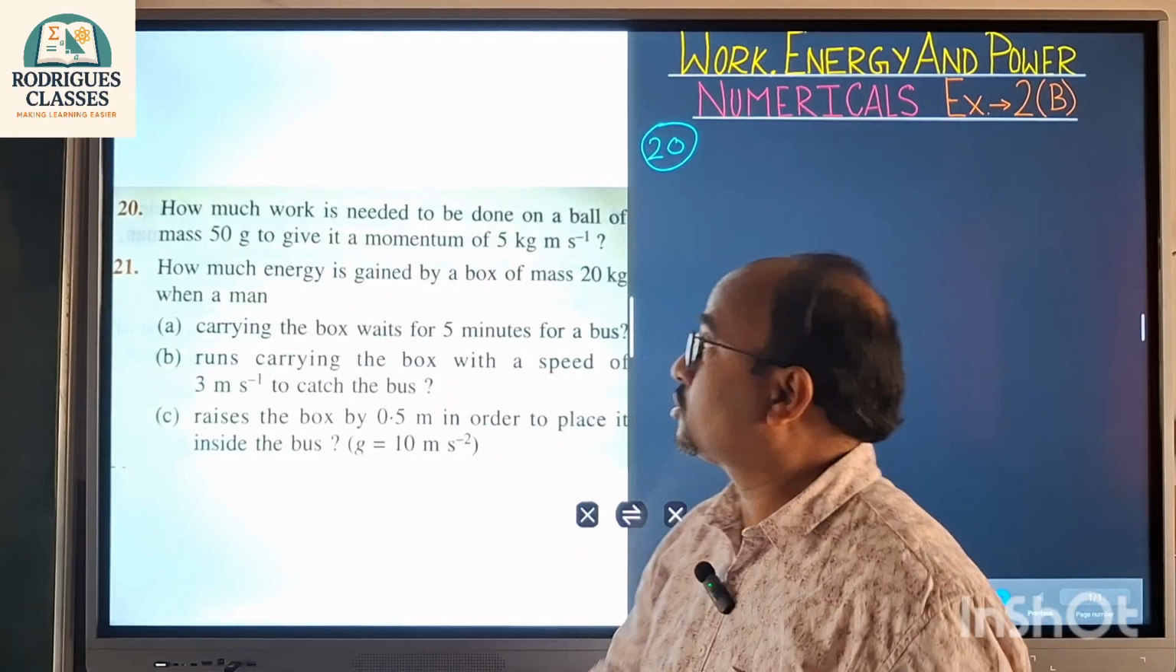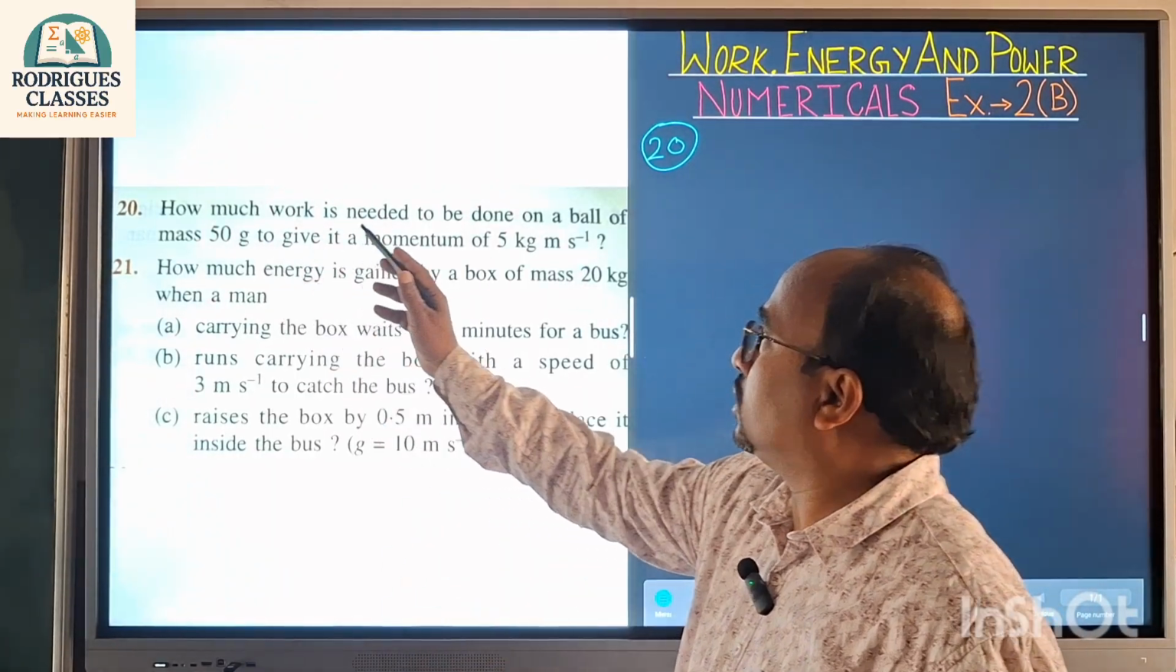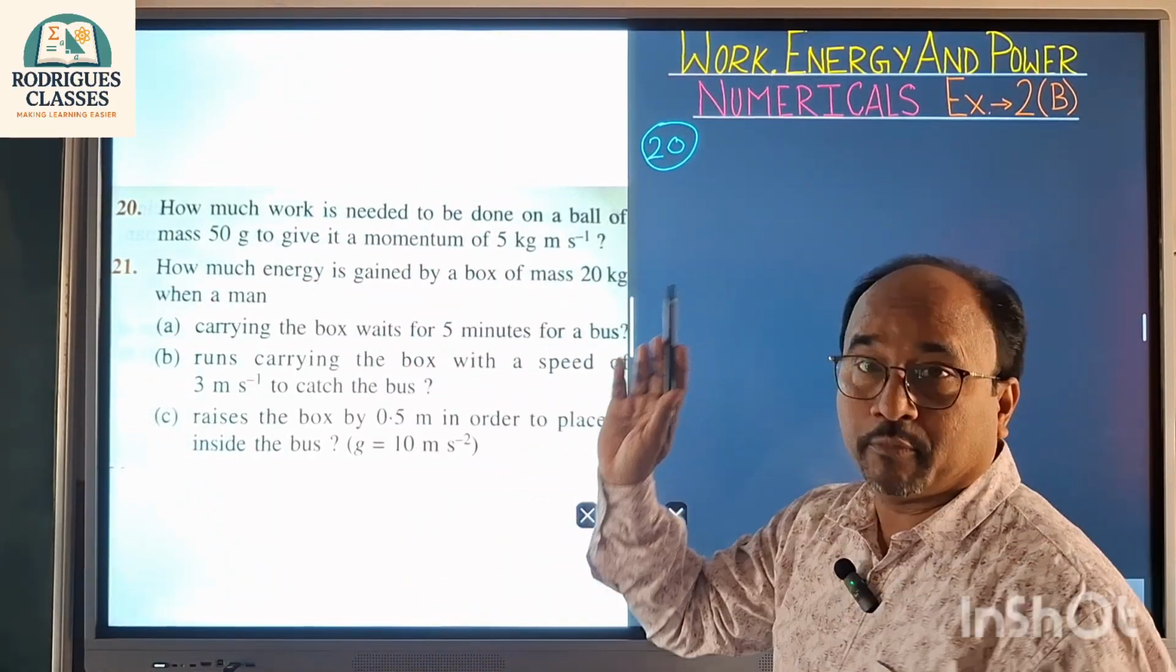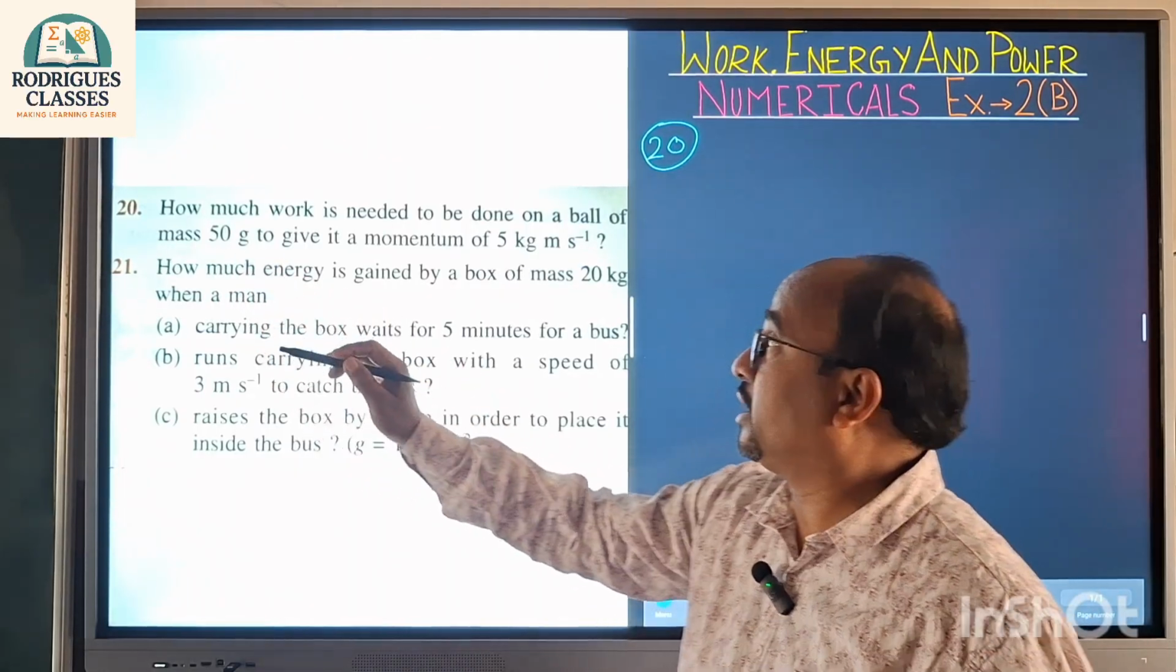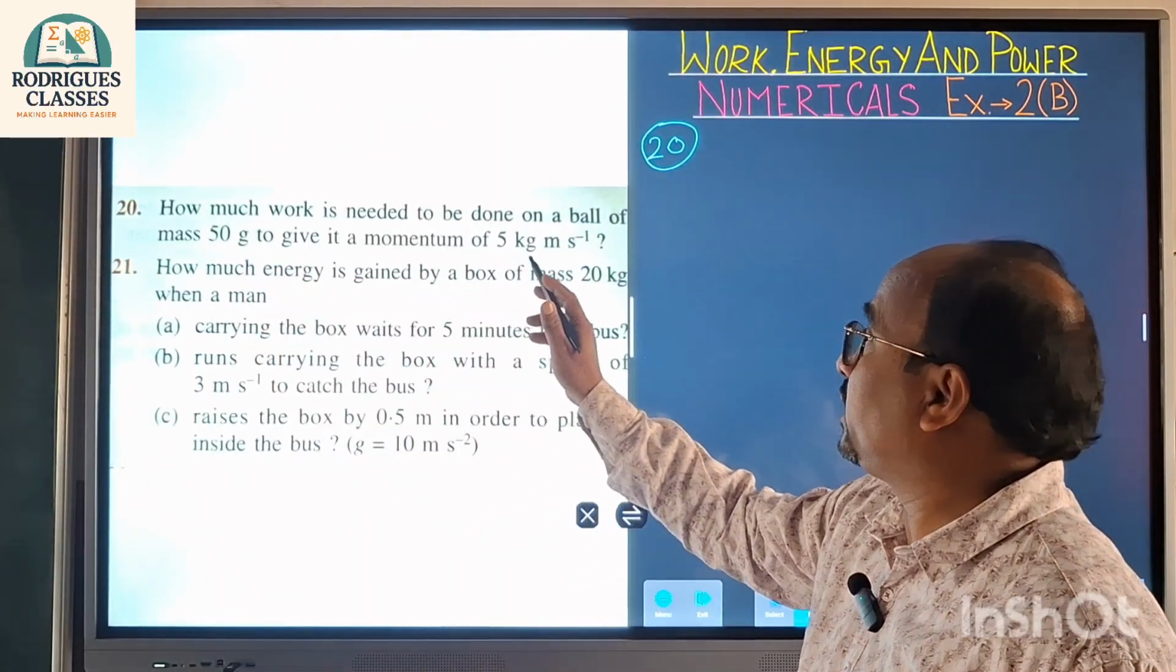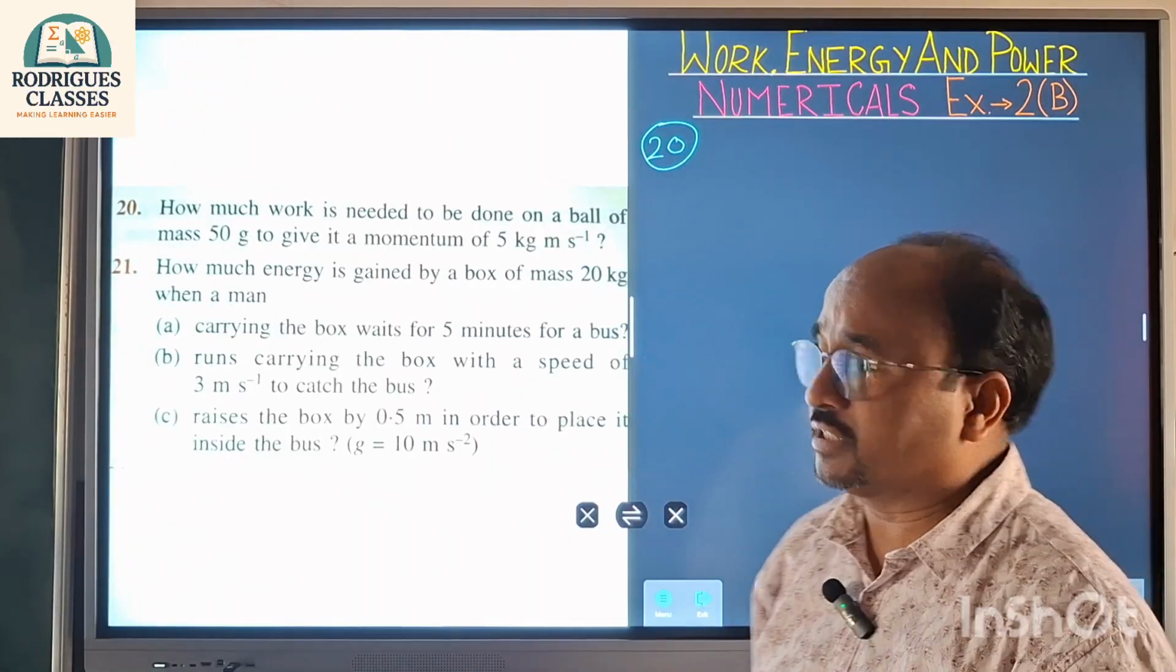Take a look at this question. It says, how much work is needed to be done on a ball of mass 50 gram? Okay, the mass is 50 gram to give it a momentum of 5 kg meter per second.